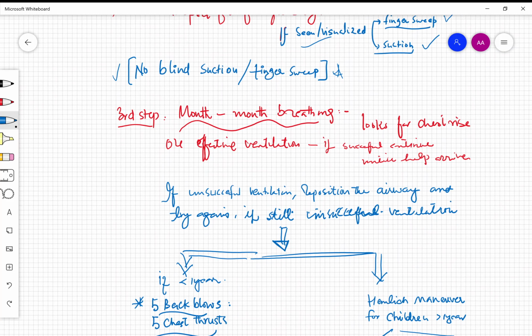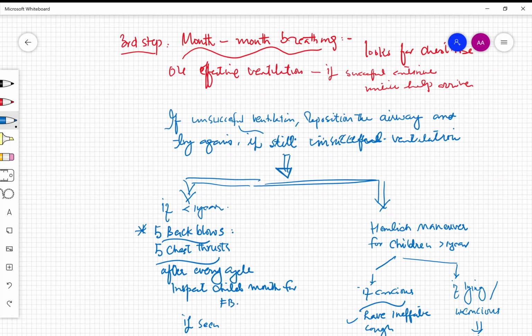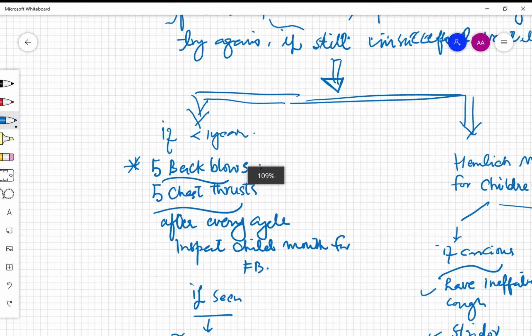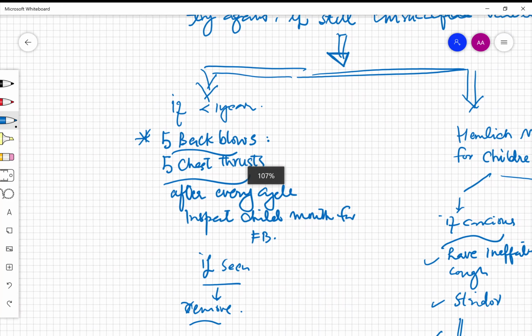If you see that this is effective ventilation, you will continue with the ventilation until help arrives. Now, if you see unsuccessful ventilation in some way, we try to reposition the airway the same way and try again. If it is still unsuccessful, then we try to do the maneuvers.